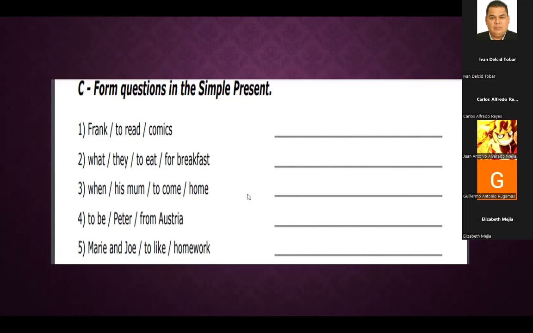Okay, lo vamos a hacer sin escribir. Okay, Frank, to read comics. ¿Cómo sería la pregunta? Does Frank read comics? Ahí sería la primera, teacher. Does Frank, si es pregunta. Does Frank read comics? Sin la S. Ah, sí, es cierto. Cuando se les modifica el verbo, como es pregunta. Entonces sería Does Frank read comics? Exactly. Number two.